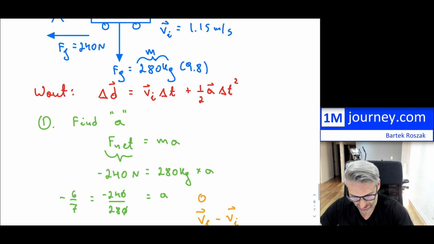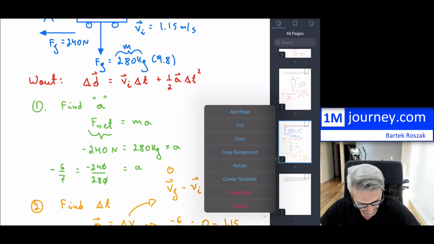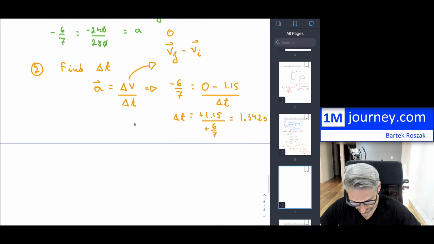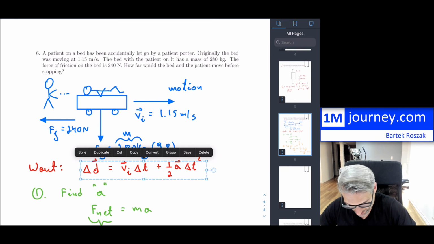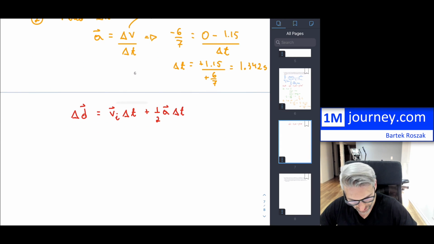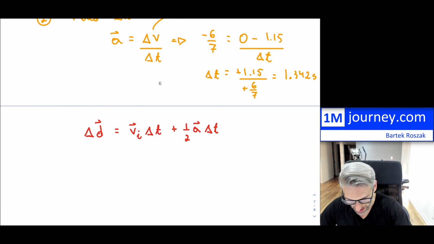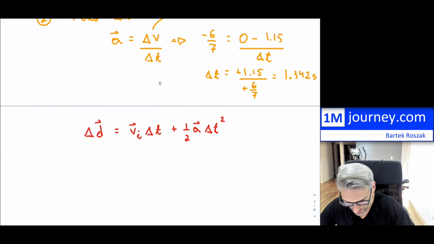So if I go back in here, I'm going to put in an extra page. If I go back in and I now take this, this is what I wanted. So copy it, bring it down. This is my final step. Now I can substitute everything in. Just can't forget this is squared. So let's put it in.